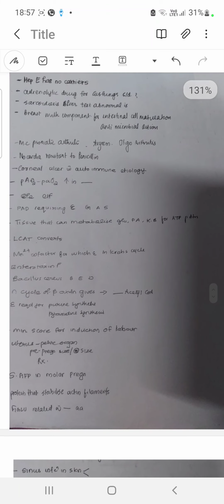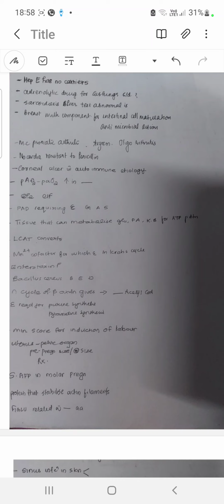Remember, hepatitis E has no carrier stage. It is also fecal-oral. Adrenolytic drug mitotane is given for Cushing syndrome. Sarcoidosis: liver test abnormalities, elevated alkaline phosphatase. Breast milk component for intestinal cell maturation is epidermal growth factor. Then lactoferrin has antimicrobial action. Most common pattern in psoriatic arthritis is asymmetric oligoarthritis. Nocardia is resistant to penicillin; sensitive to cotrimoxazole.